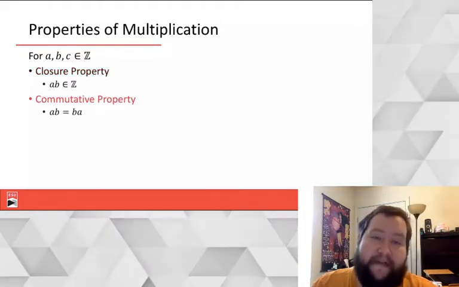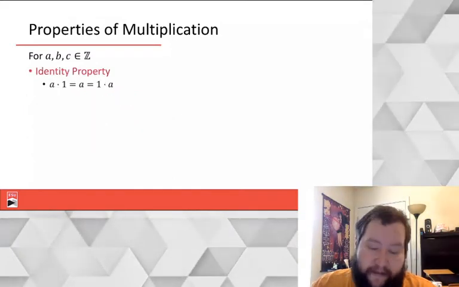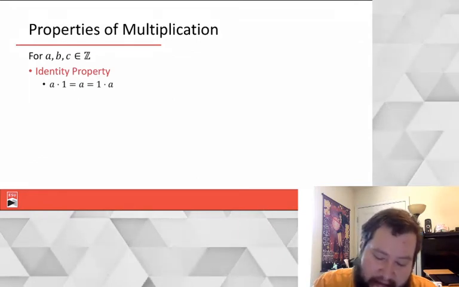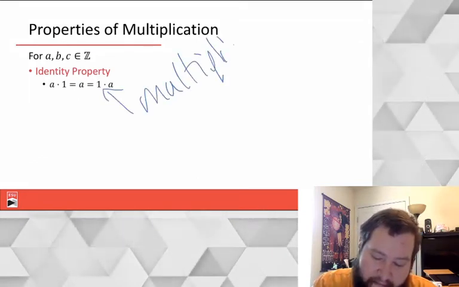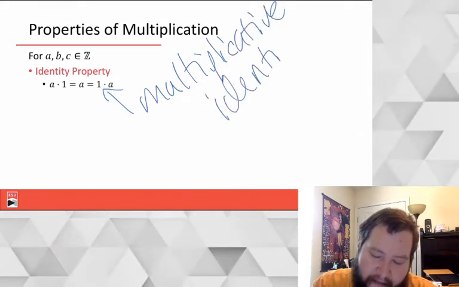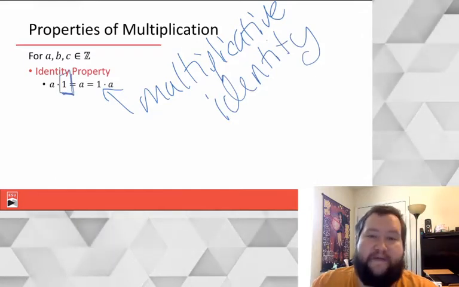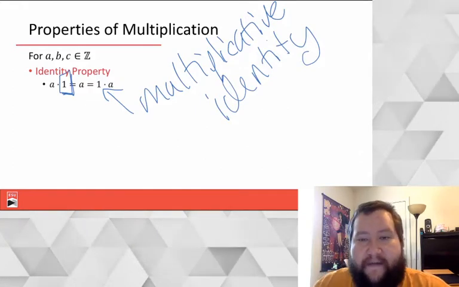We also have closure for multiplication. We have commutativity for multiplication. We have associativity for multiplication. We have our multiplicative identity, and we call that multiplicative identity 1. A times 1 is A. It doesn't matter if A is 5, we get 5 out, or if it's 10, we get 10 out.